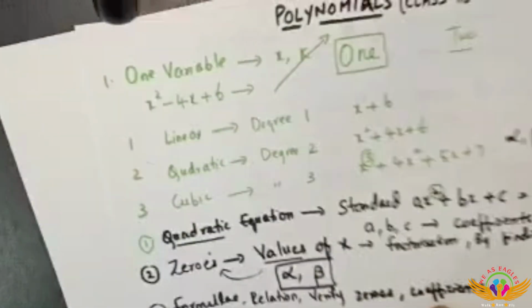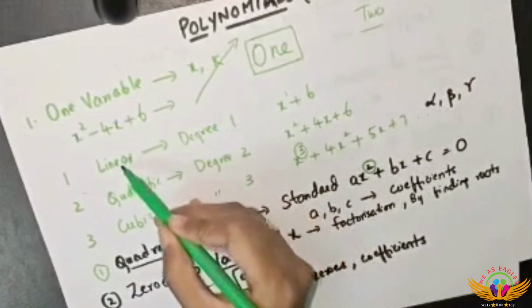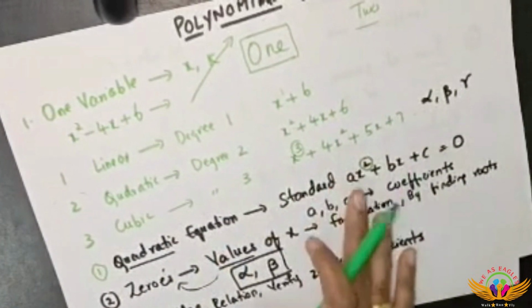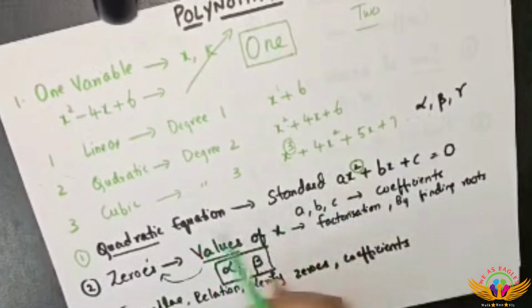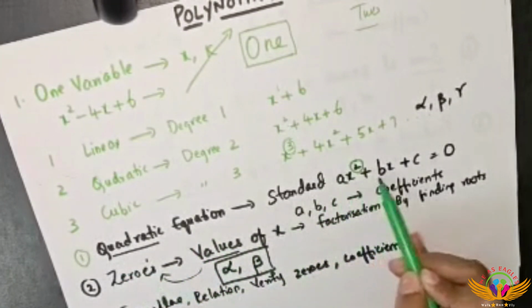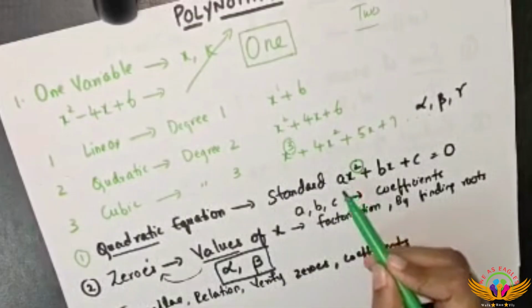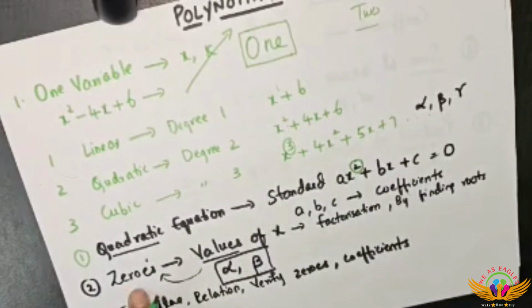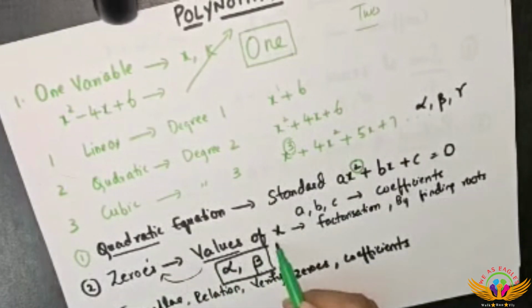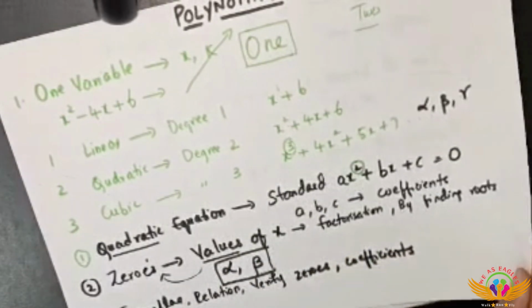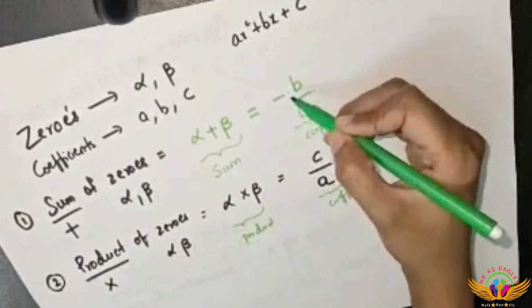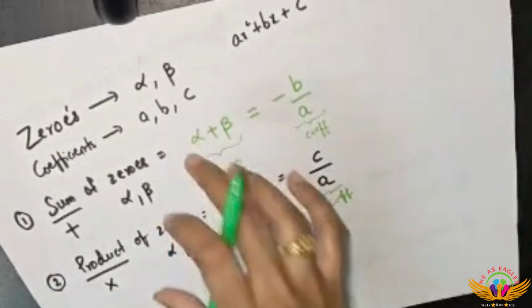So I just want to revise once again. There are 3 types of polynomials: linear, quadratic, cubic. The highest degree shows you which type of polynomial it is. The next one is the standard equation. We write the quadratic as ax square plus bx plus c, where a, b and c are the coefficients. The second important term is zeros. Zeros are nothing but values of x. We find the value of x by finding roots and factorization. The other important formulae are sum of zeros and product of zeros. This is also called the relation between zeros and coefficients.